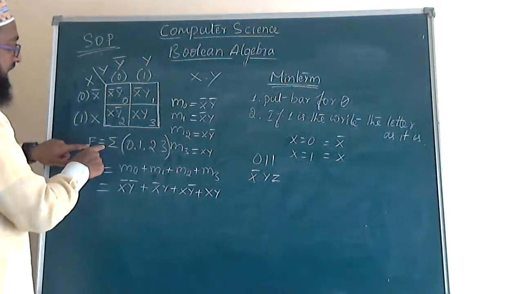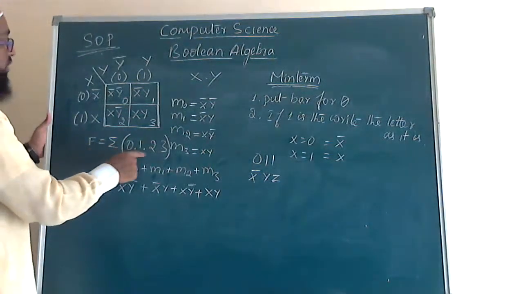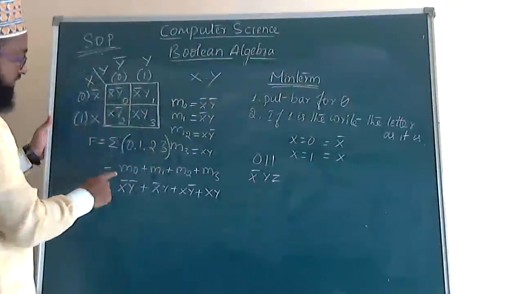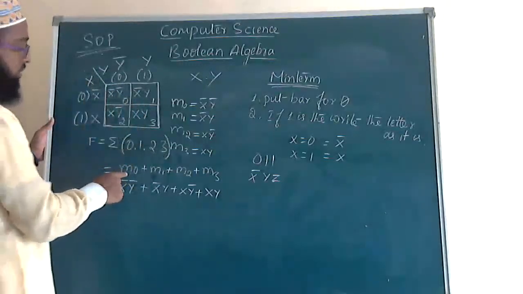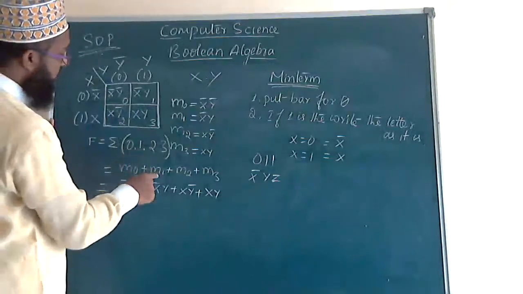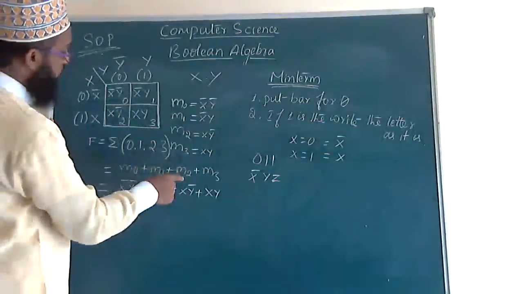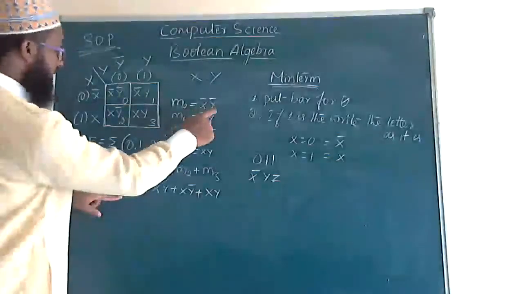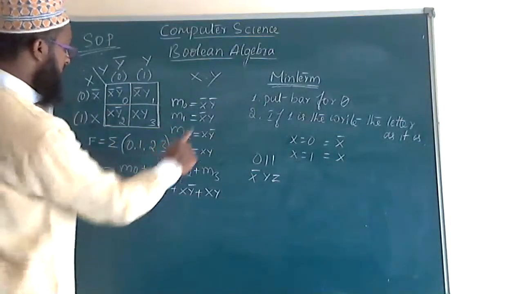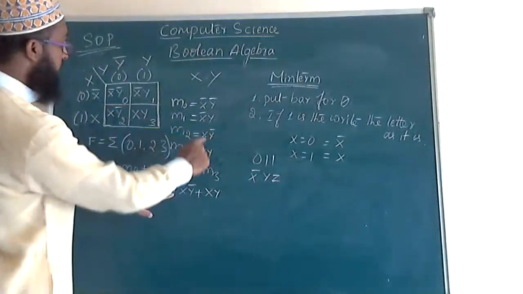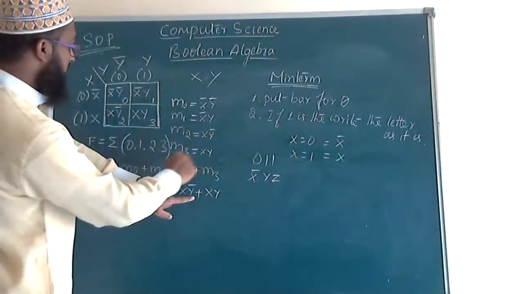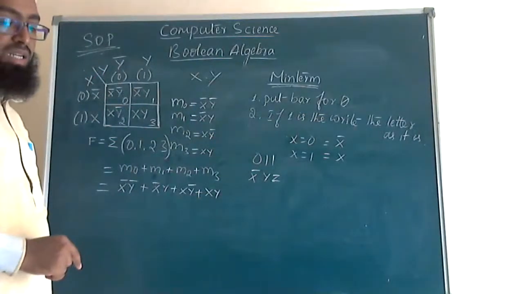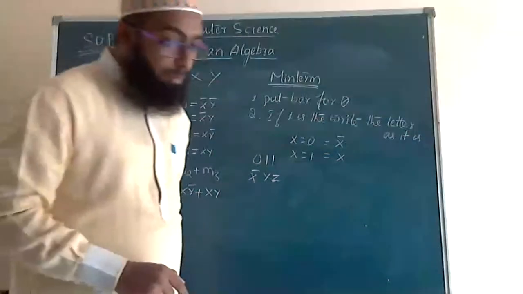It can be represented as F is equal to sigma of 0, 1, 2, 3. For 0, write M0, plus M1 in place of 1, M2 in place of 2, and in place of 3, write M3. Then M0 is X bar Y bar, plus M1 is X bar Y, plus M2 is X Y bar, plus M3 is X Y. Like this, we can represent a Karnaugh map.